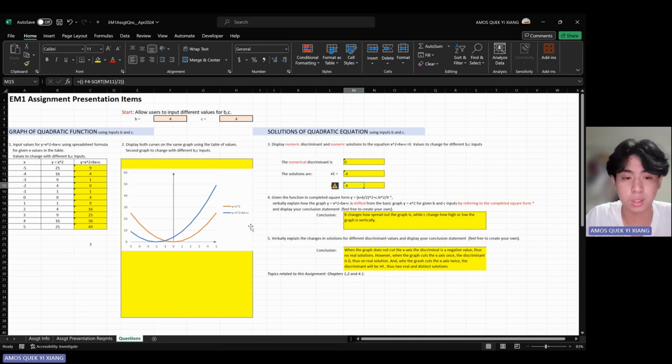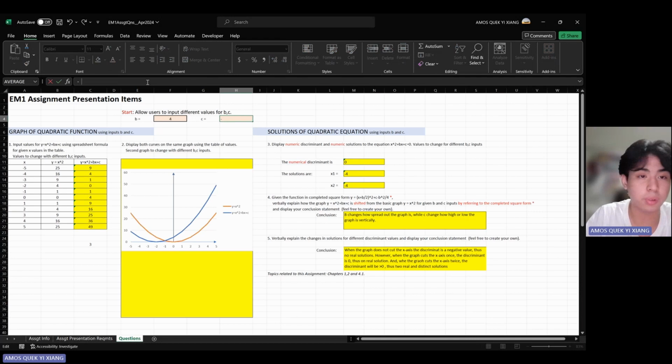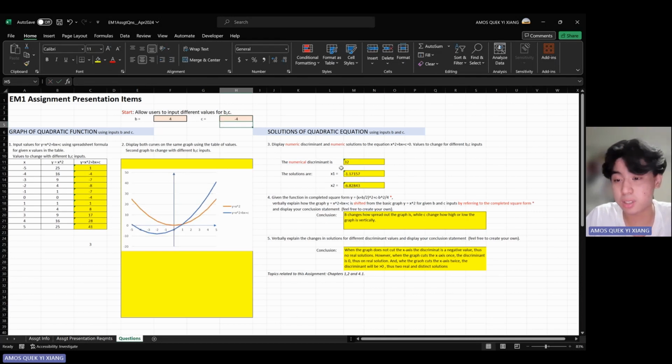So there's only one solution. And we can see in the graph also, because the graph is just touching the x-axis at one point. So let's say I move it to minus 4 now. So now the discriminant is more than 0, so it cuts the axis at 2 points. So there are 2 real and distinct solutions.